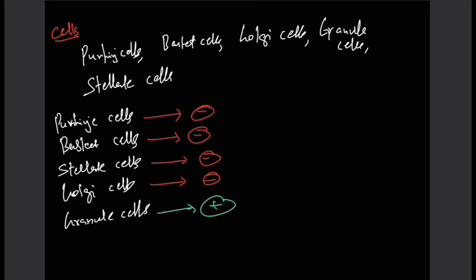Purkinje cells always inhibit, basket cells inhibit, stellate cells are inhibitory, and Golgi cells are also inhibitory. The only cell which excites is the granule cell. So this is the single cell which excites inside the cerebellum.